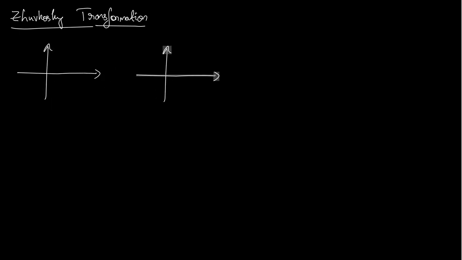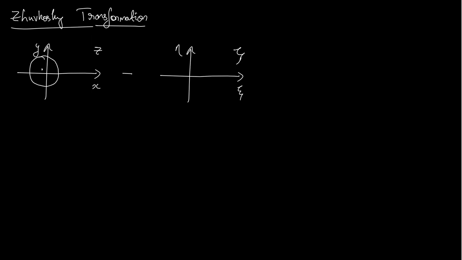So what the Zhukovsky transformation does is, suppose I have my XY plane here, and I call this the Z plane, and I have another plane which is my xi eta plane, which I call the zeta plane. Suppose I have a circle in my Z plane which has its center slightly offset from the origin, it transforms this to an airfoil in a different plane through a mathematical construct. So this is what we call the Zhukovsky transformation.